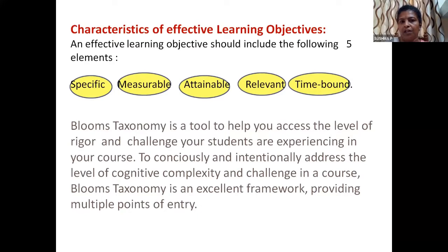An effective learning objective should have 5 components, which are specific, measurable, attainable, relevant, and time bound. When I say specific, what part of the lesson is it dealing with? That's what specific means. Measurable, in the sense that when we use words like identify, explain, create, solve, construct, develop, organize, justify, all these are measurable terms. And attainable in the sense that it should be achieved within that period of time.